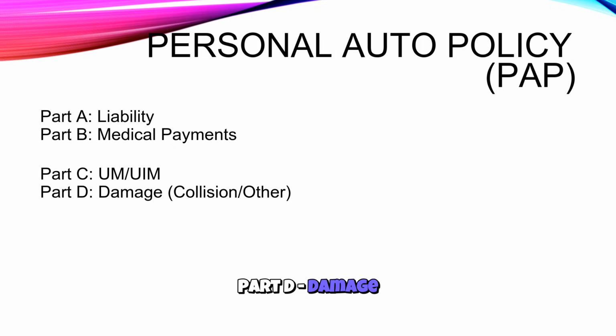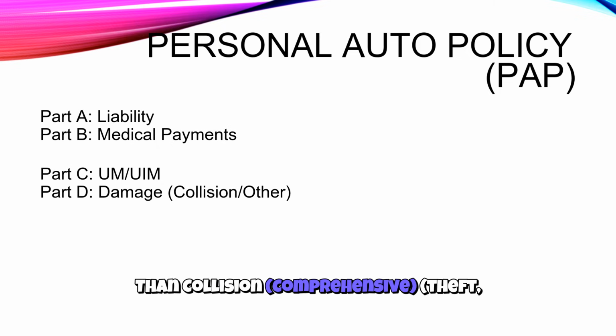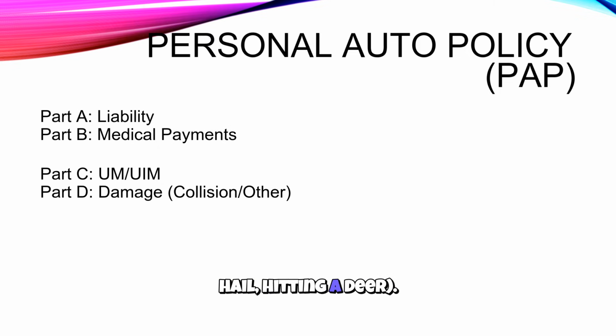Part D, damage to your auto, physical damage coverage for your car. This has two parts: collision, hitting another car or object, and other than collision, comprehensive: theft, hail, hitting a deer. Each has its own deductible.